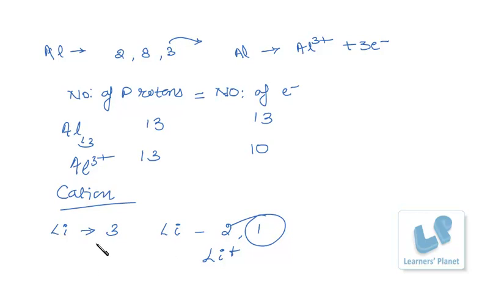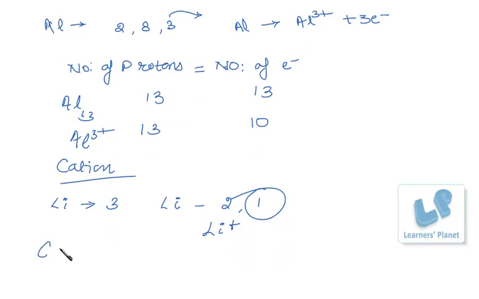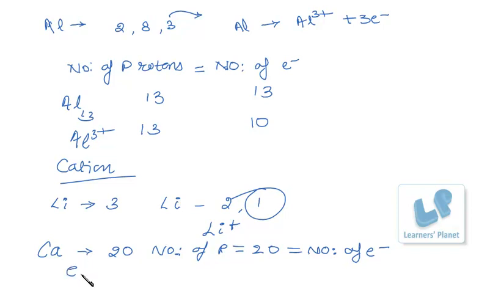Let's take up one more example. Calcium. The atomic number of calcium is 20. It means the number of protons in calcium is equal to 20, which is also equal to the number of electrons. So what will be the electronic configuration of calcium? It will be 2, 8, and in the next shell 8 and 2.